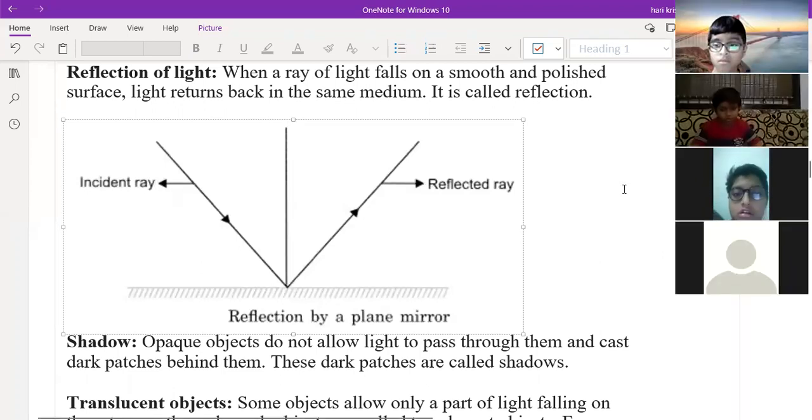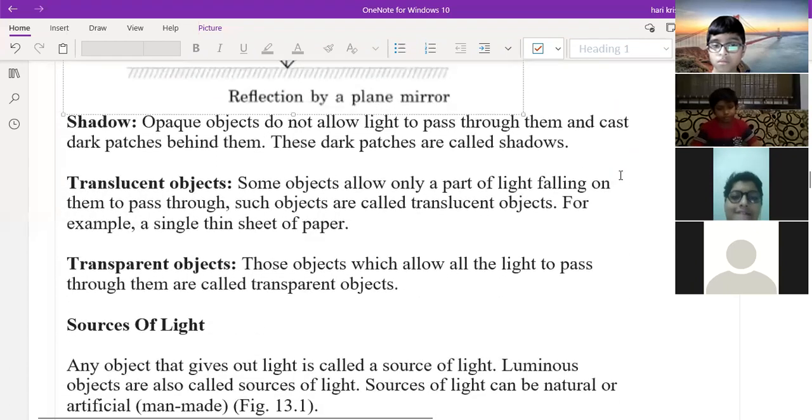Clear, Drona? Then shadow, translucent object. You know about translucent, right? It allows only a partial amount of light. Example, butter paper. Any other examples? Oil paper. Okay, good. So butter paper or oil paper are examples of translucent substances.